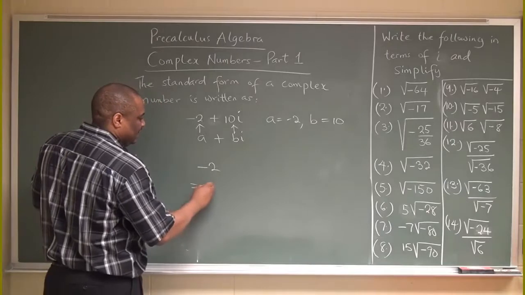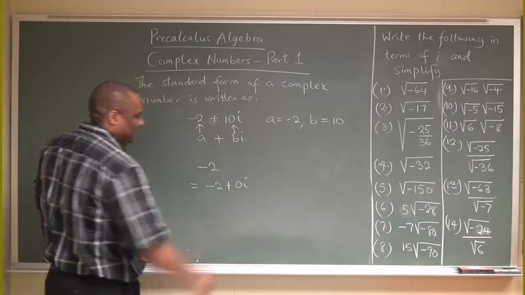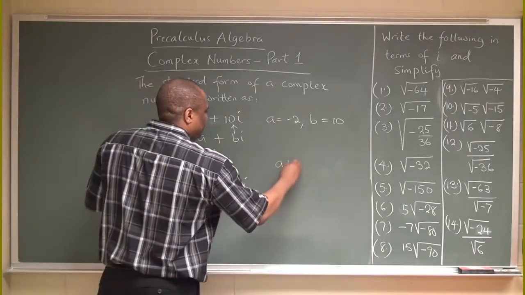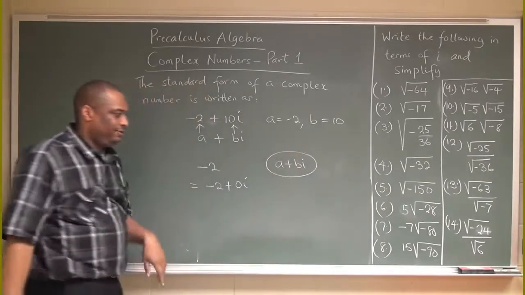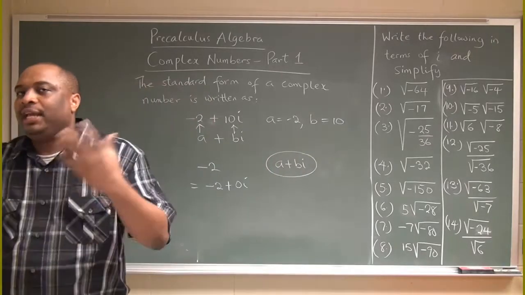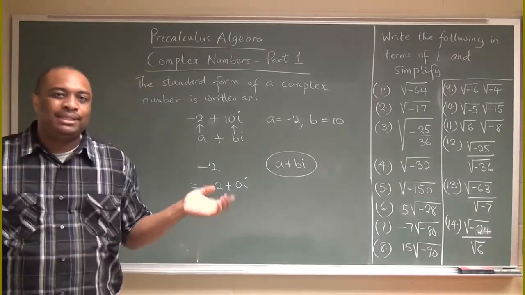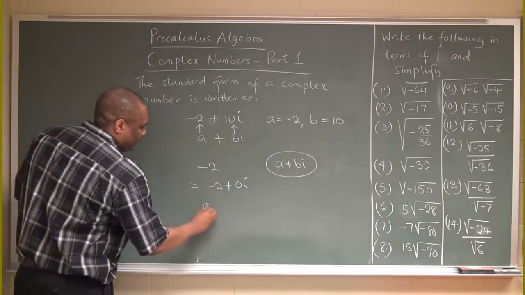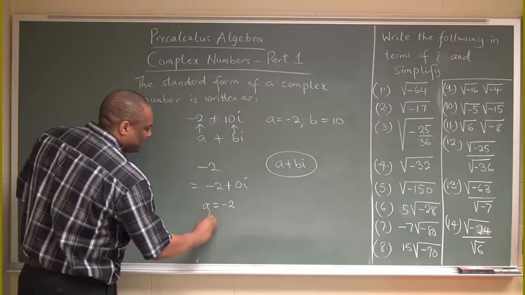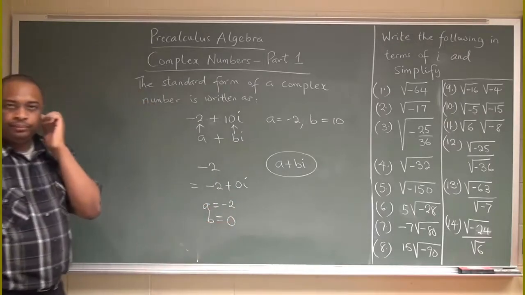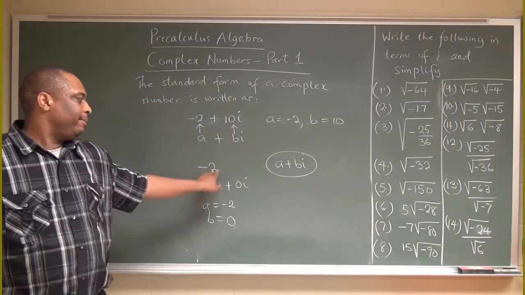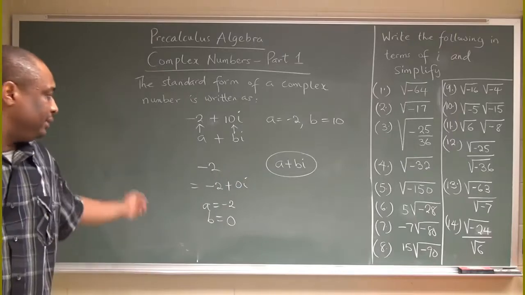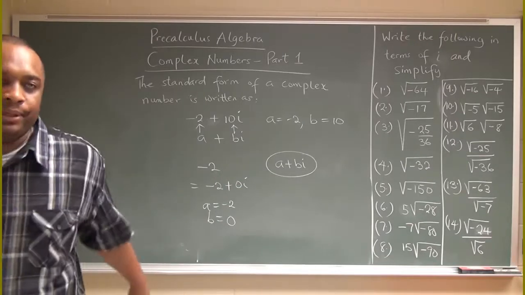Now, this is a real number. This means -2 plus 0i. Remember, we always have to put it in this form, A plus BI. This is the standard form. So when we have -2, it means -2 plus 0i. And in this case, the real part, A, is -2, and the imaginary part is 0. So you see, this is a real number, and I have written it as a complex number, and I have found the real part and the imaginary part.